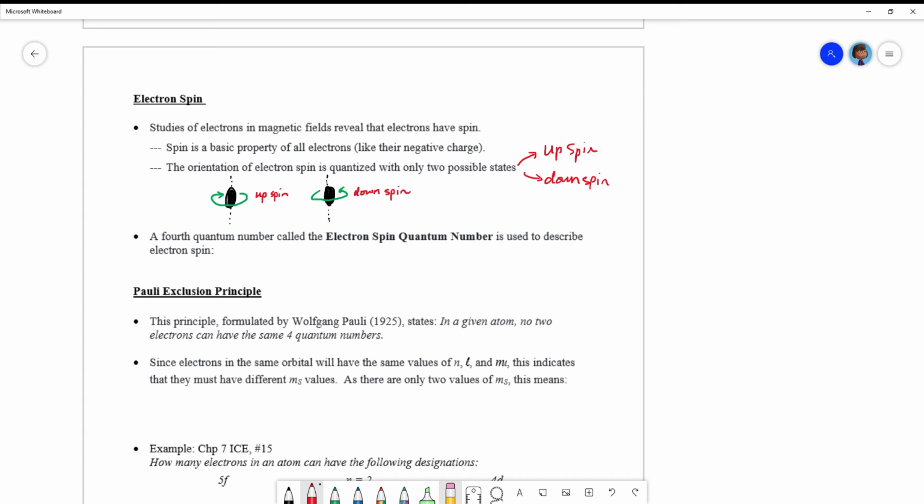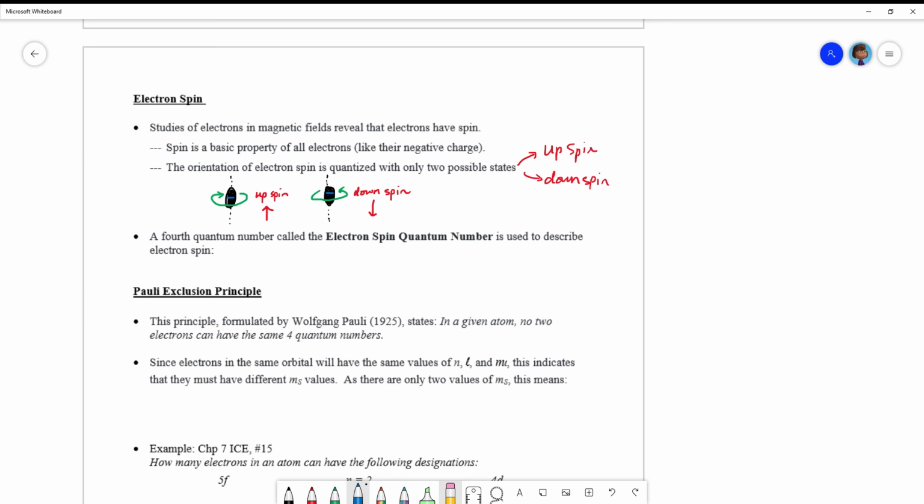Okay. And to indicate electron spin using symbolic notations, we typically use arrows. We use an arrow pointing up to indicate an electron with an upspin and an arrow pointing down to indicate an electron spinning with its downspin. Okay. Now, what does this have to do with magnetic fields? Well, an electron, we know, has a negative charge. So this electron has a negative charge, this electron has a negative charge.